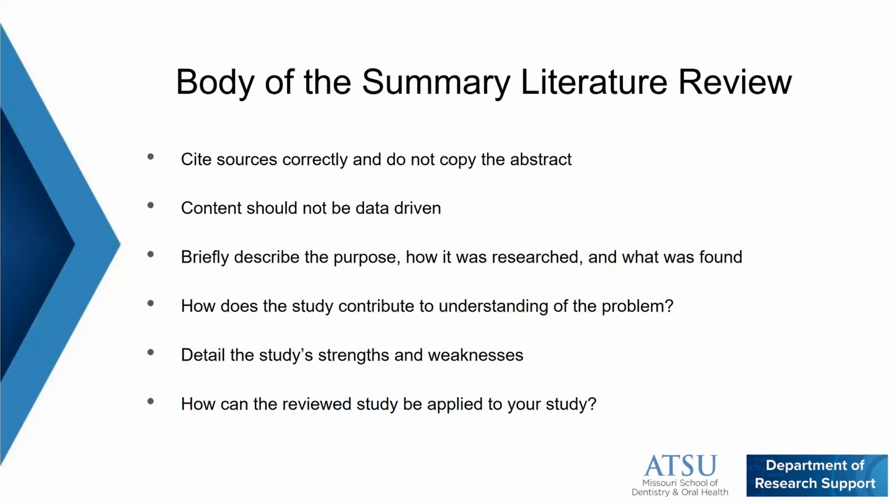So what are some tips for the specific content that could be included in the body of the written literature review? Well, first, briefly describe the purpose of the study, how it was conducted, and what the authors found. Detail the study's strengths and weaknesses. Your description should not be data-driven. Make sure you are citing your sources correctly and you don't copy the abstract. The summary literature review is meant to be your interpretation of these studies. Finally, explain how the study contributes to understanding of the problem and how it can be applied to your study.